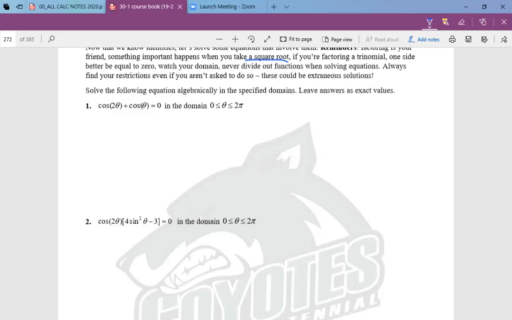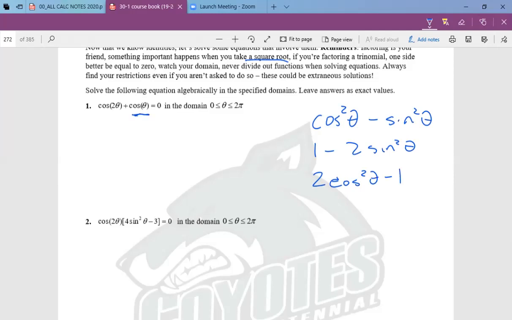Remember, for cosine 2 theta, we had 3 manifestations of what cos 2 theta was equal to. One of them looked like this: cos squared theta minus sine squared theta. One of them looked like this: 1 minus 2 sine squared theta. And the third one looked like 2 cos squared theta minus 1. The fact that we've got cosine elsewhere in this equation and we don't have sines going on tells us that we probably want to use that third manifestation of the cosine double angle.